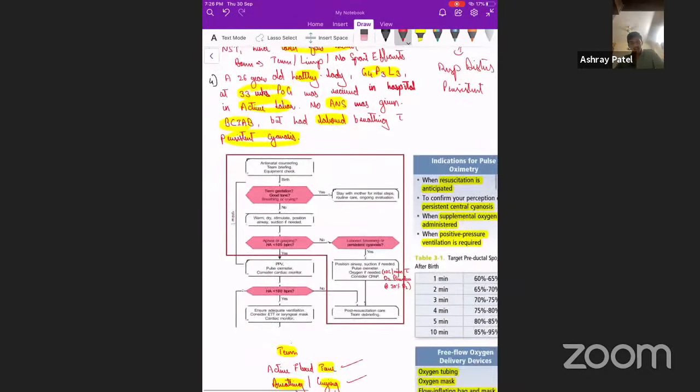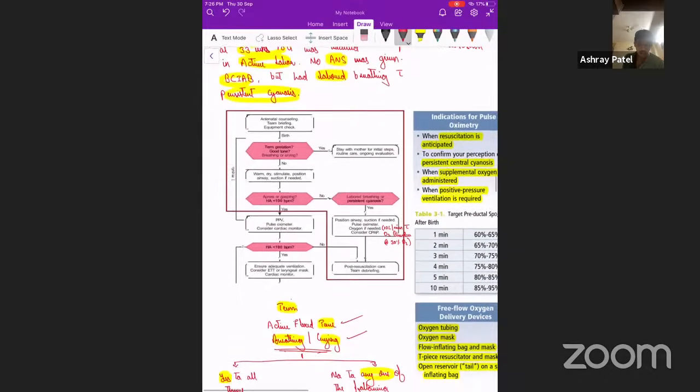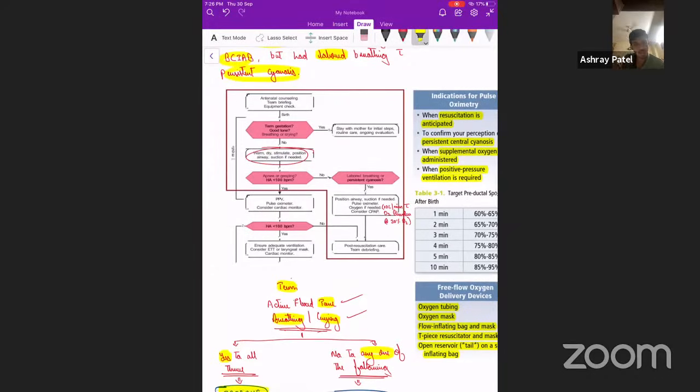So in this case, even after we give these initial steps of resuscitation, the baby is fine, good, it is crying, but it has some amount of labored breathing or persistent cyanosis. That is the indication to give supplemental oxygen when it comes to a term baby.